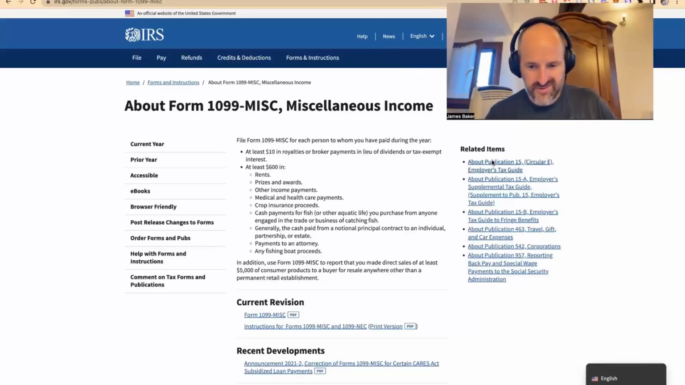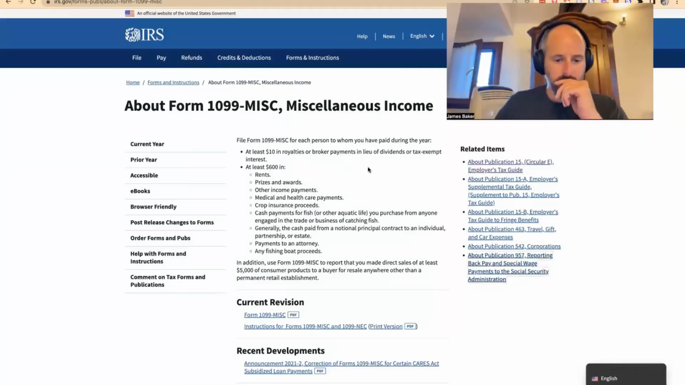Employer's tax guide. I'm going to pop that up in the side. And that one, that's interesting. Okay. So if you pay during the year at least $600 in rents, prizes, other income, generally cash paid to a partnership or an estate on a notional principal contract, payments to an attorney, or fishing boat proceeds. In my business, I get very few 1099s. I do get some.